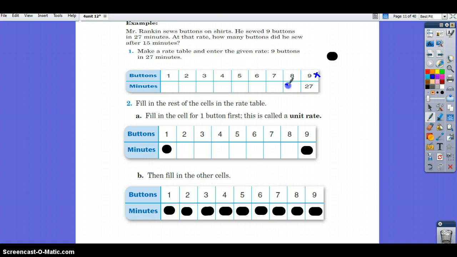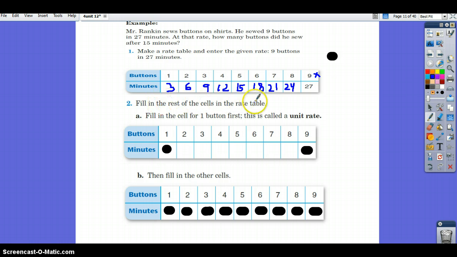So 8 times 3 is 24. 7 times 3 is 21. 6 times 3 would be 18. 5 times 3 would be 15. 4 times 3, 12. Sorry about my numbers, again writing with this pen. 3 times 3 is 9. 2 times 3 is 6. And 1 button would take 3 minutes.